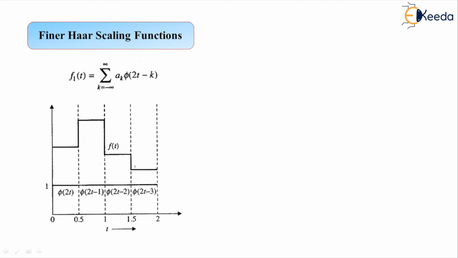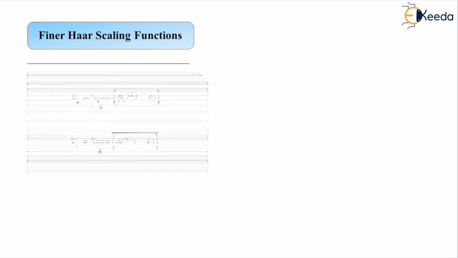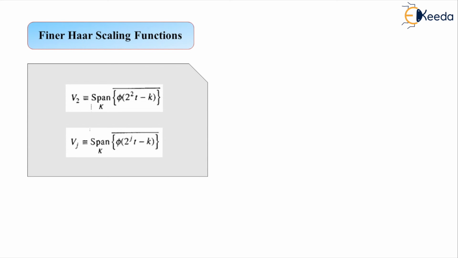Originally we had the scaling function phi of t, then phi of t minus k we used for V0, and phi of 2t minus k we used for V1. If we make it phi of 4t minus k, where 4 is the square of 2, we can denote that space by capital V2. In this expression, V2 is defined to span, with the index variable k, phi of 2 squared t minus k.